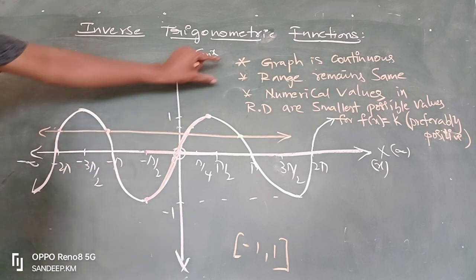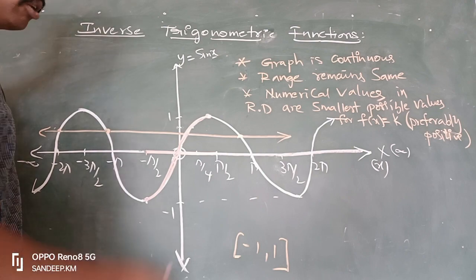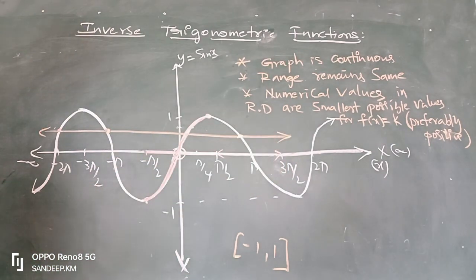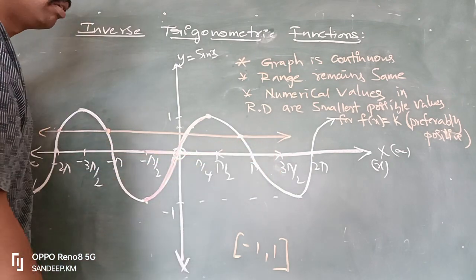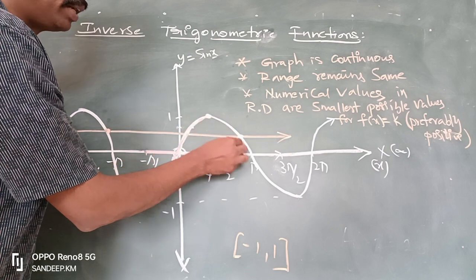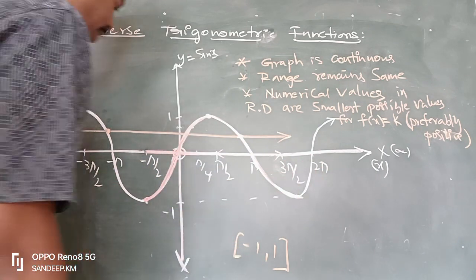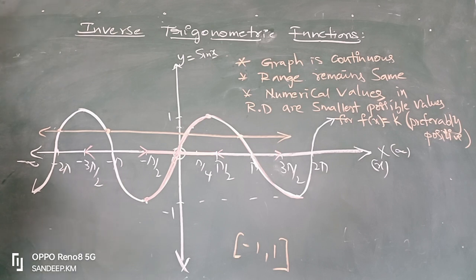Okay, now these two conditions are satisfied, and some of you can say, sir, why can't I choose the restricted domain between pi by 2 and 3 pi by 2? Between these two values also the value of sin x is changing from +1 to -1. Here also the range is -1 to +1 only. Another student will say, sir, I will take the restricted domain between -3 pi by 2 and minus pi by 2. Here also the value of sin x is changing from -1 to +1.